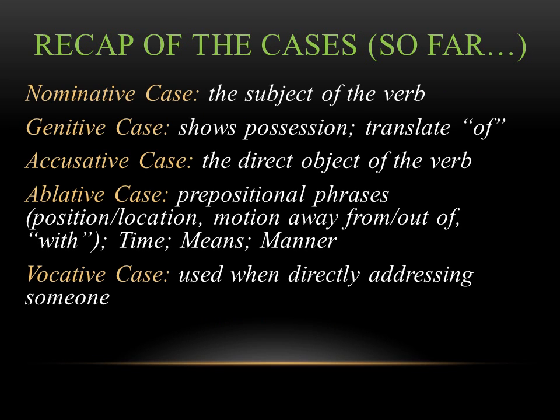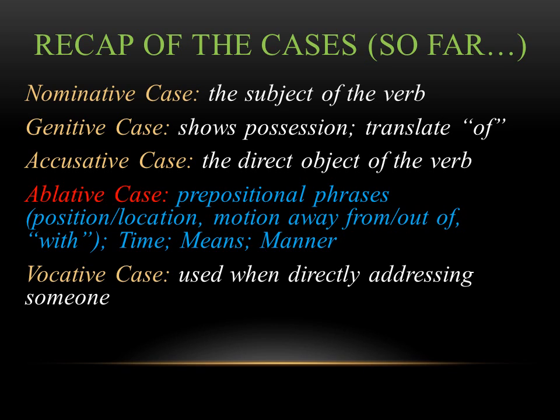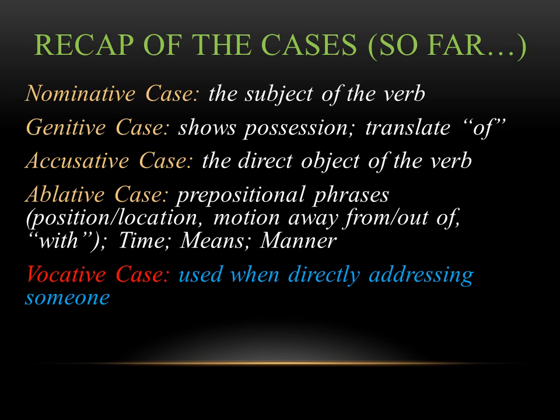So now we want to just have a quick recap of all the cases, now that we know more about the ablative. So again, the nominative case is always the subject of the verb. The genitive case is showing possession, and we translate it of. The accusative case is always the direct object of the verb. Now we can expand our definition of the ablative case. When it's with a preposition, meaning it's part of a prepositional phrase, it's showing position or location, motion away from or out of, or it's going with the word with. When it's not in a prepositional phrase, it's showing time, means, or manner. And lastly, we have the vocative case. And remember, that's used when you're directly addressing someone.